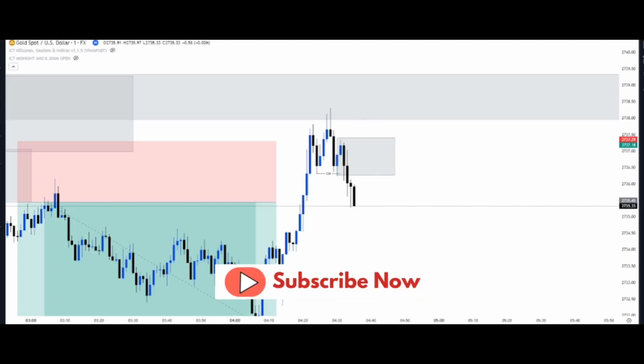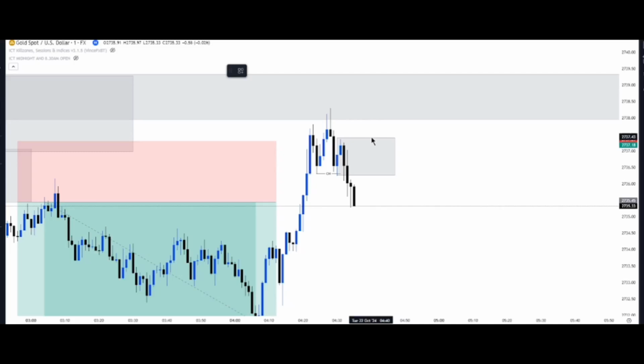Let's see. How many pips is our stop loss? Oh, great. 1.20 pips, which is great. This is how to take sniper entries in the market, guys. So let's see. Let's frame this straight to go short from here and see how it plays out.